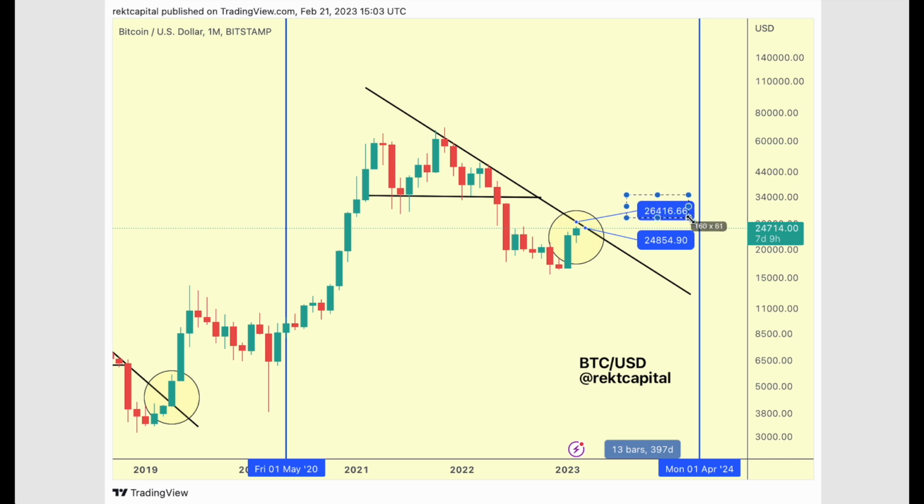So it's going to be easier for Bitcoin to break the downtrend next month compared to this month. So essentially with each passing month, it gets easier for Bitcoin to break the macro downtrend.